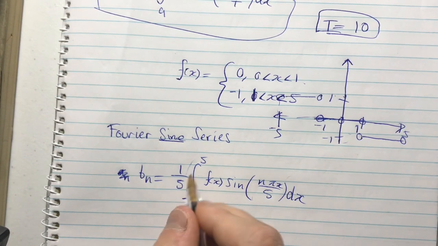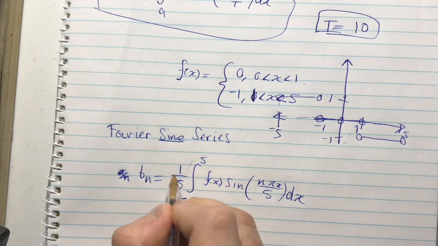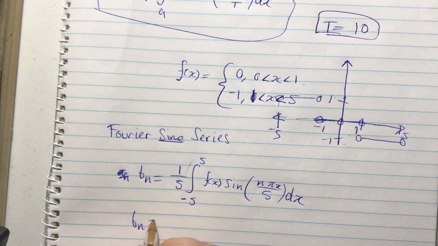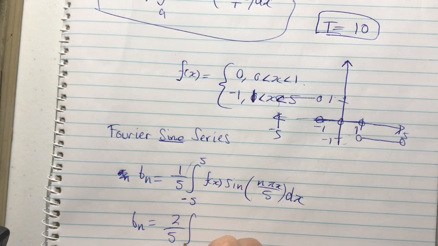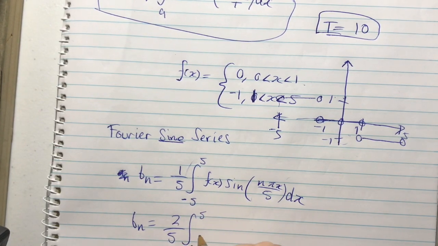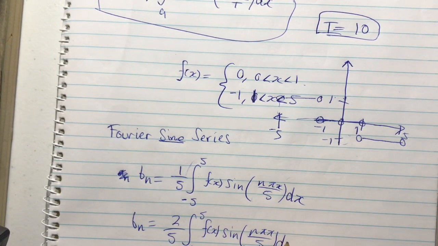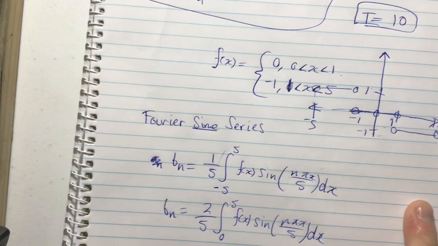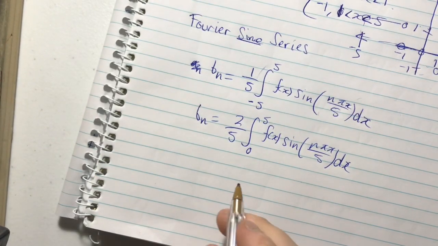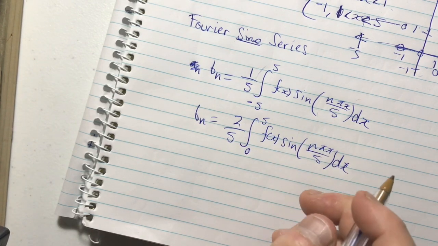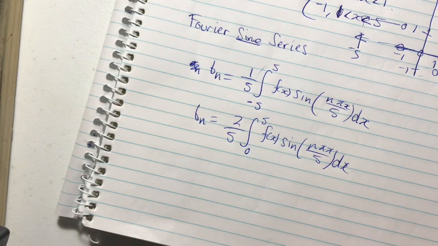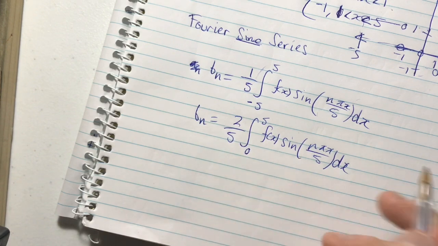But when I halve the limit of integration, I have to bring a 2 out the front of the integral. I'll show you. So it now becomes 2 over 5 times the integral from 0 to 5 of f of x sine n pi x on 5 dx. Real simple, right? It's really not that hard. These are just rules you've learnt along the way in your journey of calculus. So we have 2 over 5 now.